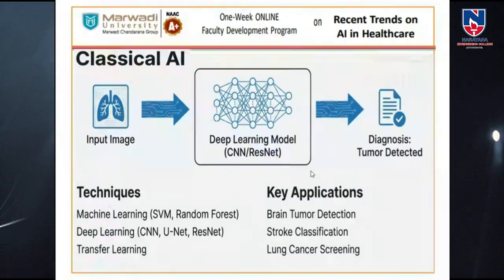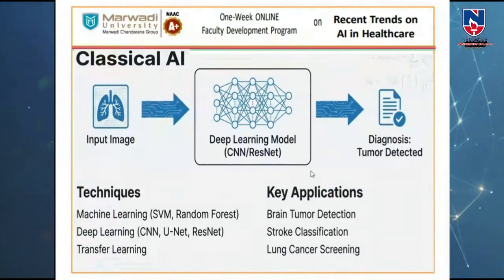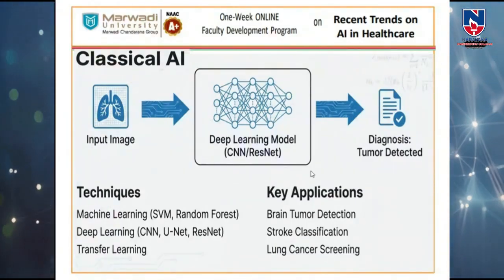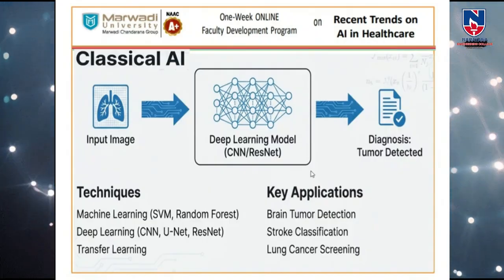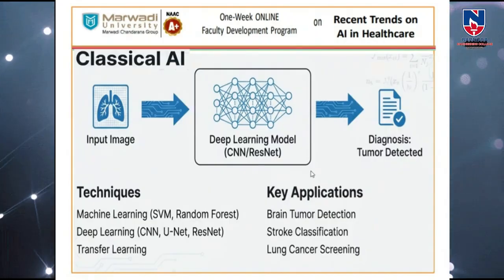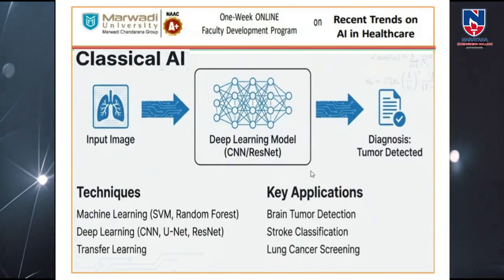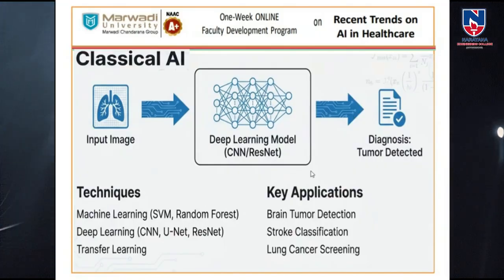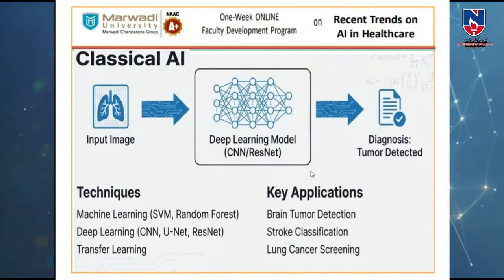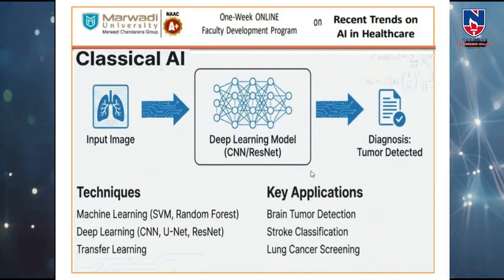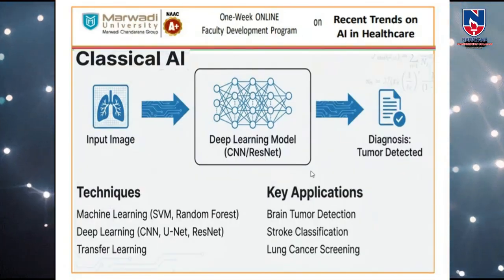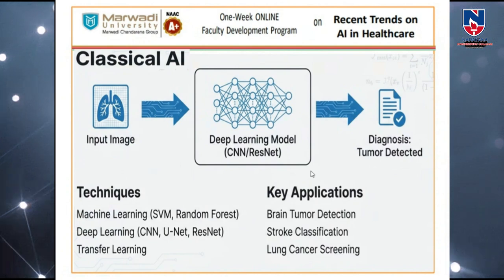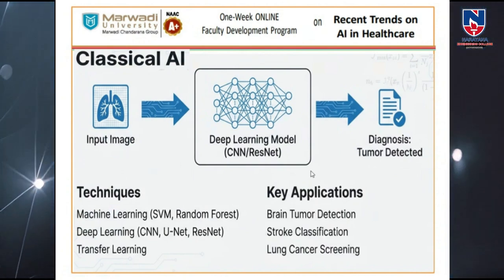What are the key applications? There's brain tumor detection, stroke classification, lung cancer. Before ending the section, I will take one case study: how you could apply QML for stroke classification. Now, I will take that example as a case study. But these are things we need in the case of classical learning, classical AI.